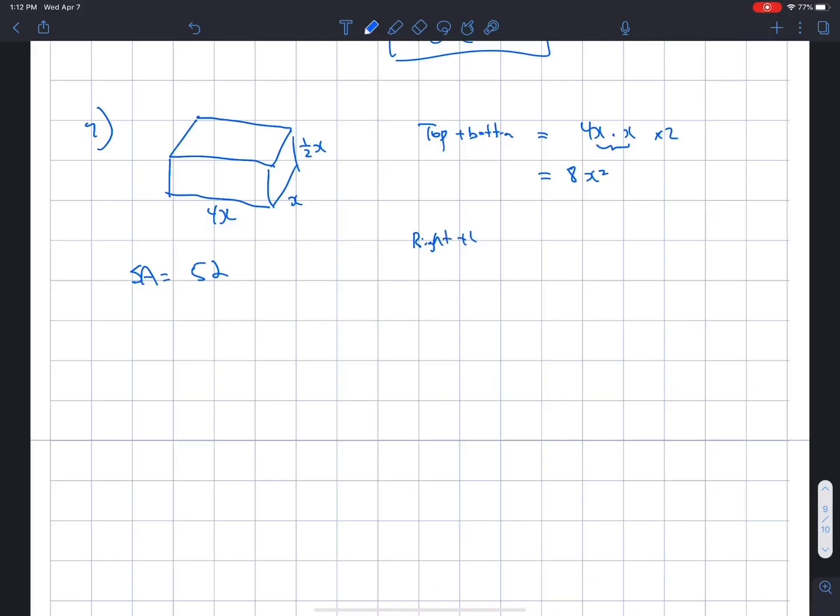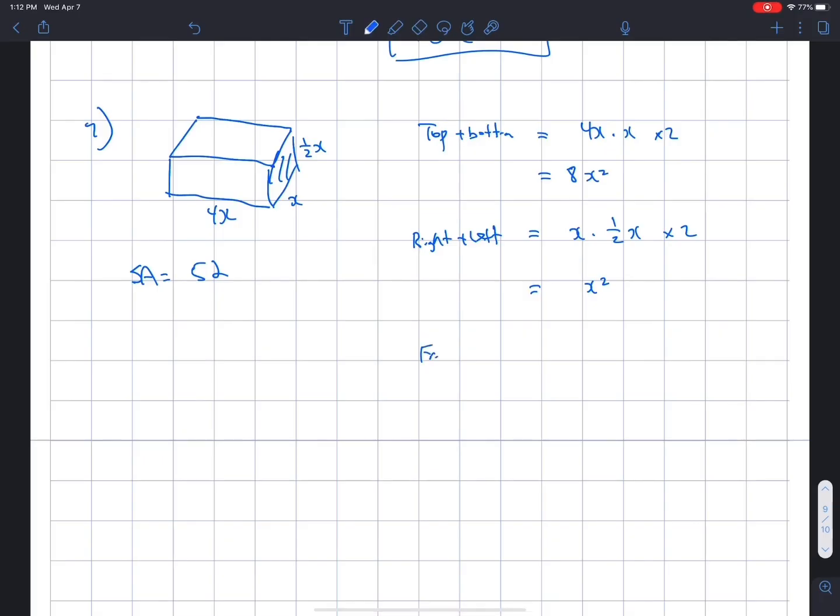The right-hand side and the left-hand side is going to be x times 1/2 x times 2. This is the right piece, x times 1/2 x, and then we times it by 2. Same idea, we multiply the coefficients. Half times 2 is just 1, so usually we don't even write out the 1. And then x times x is x squared. So just 1x squared.